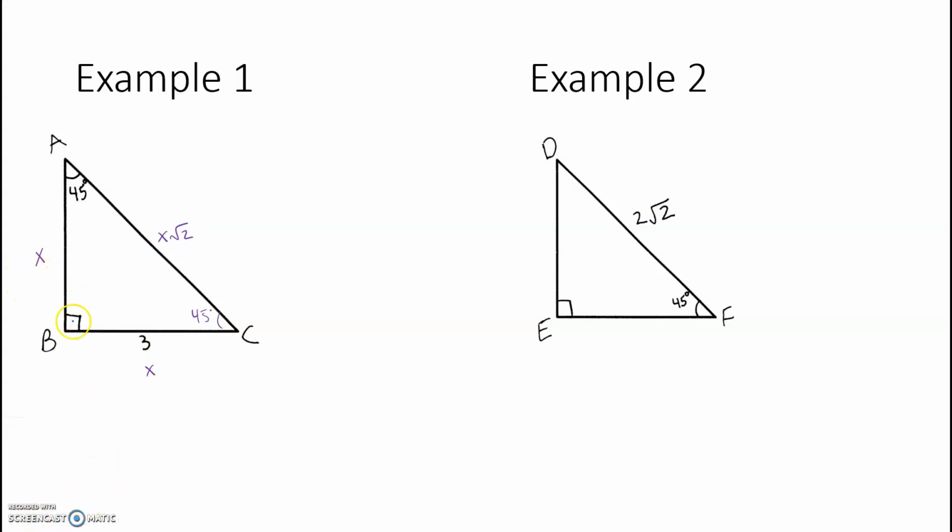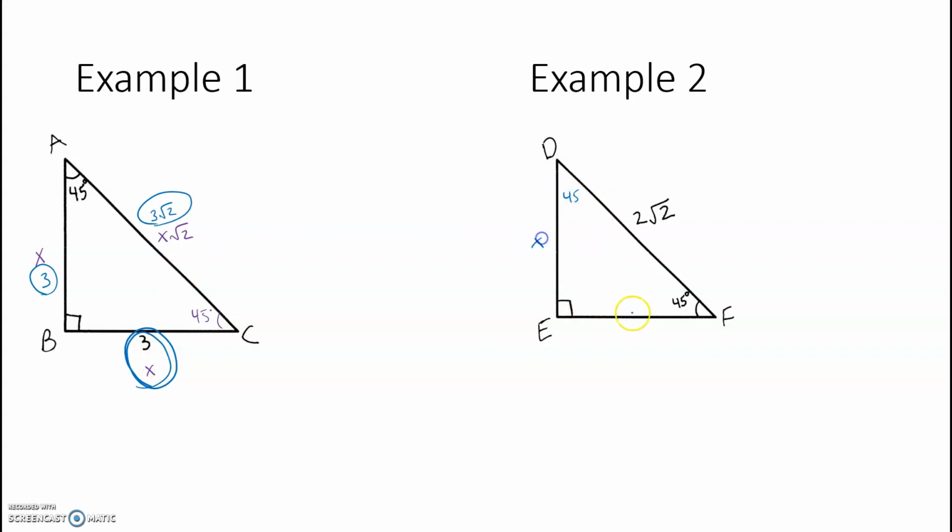I'm going to change colors so it stands out. So here, it tells you what x is. X is 3, which means x is 3. That side's done. Which means x root 2 is 3 root 2. So everywhere there's an x, we plug in 3. Let's try another one. Let's mark our stuff.